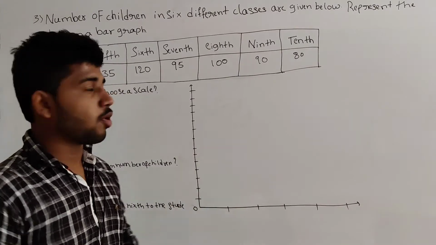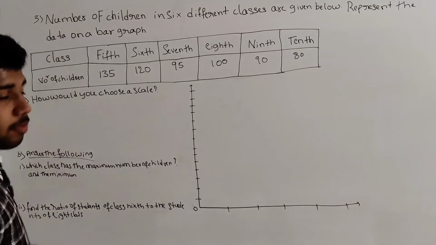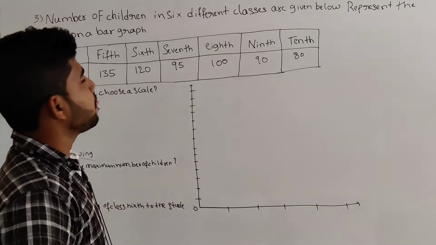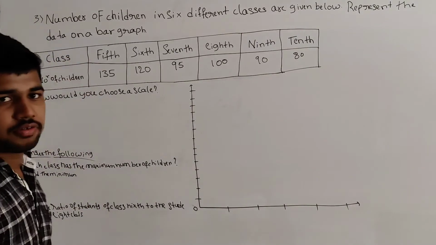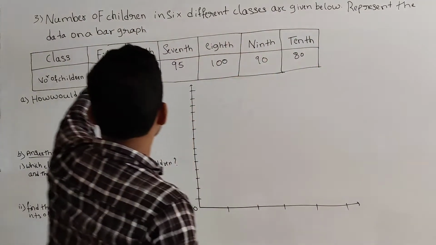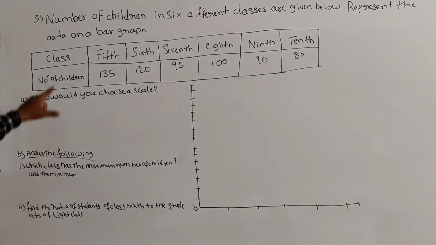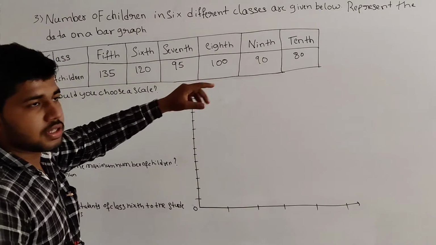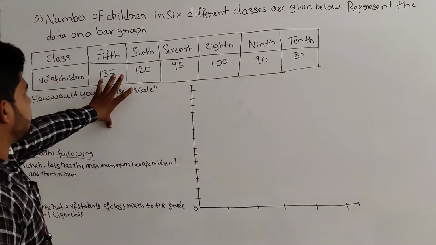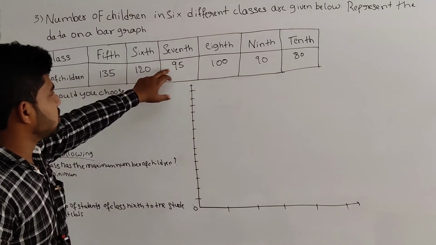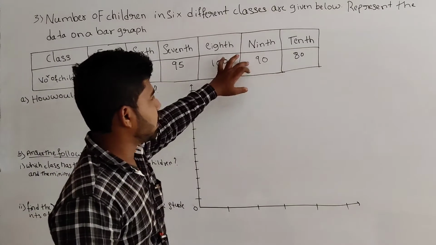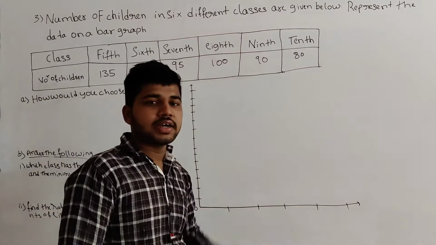Now continue with the third problem in Exercise 3.3. Look at the problem. The number of children in 6 different classes is given below. Represent the data on a bar graph. The classes are 5th, 6th, 7th, 8th, 9th and 10th, only six classes. The 5th class has 135 children, the 6th has 120, the 7th has 95, the 8th has 100, the 9th has 90, and the 10th class has 80 students.